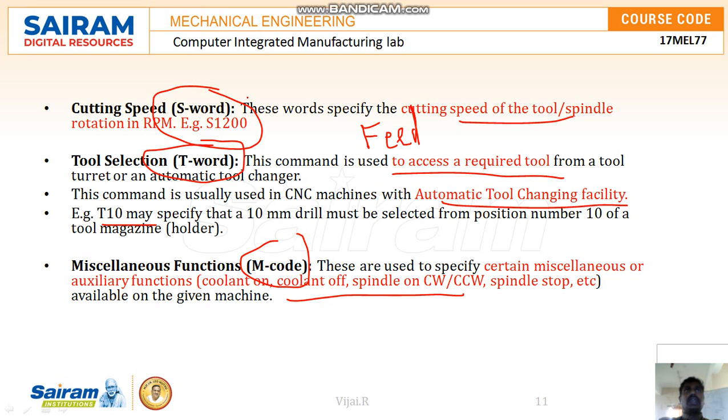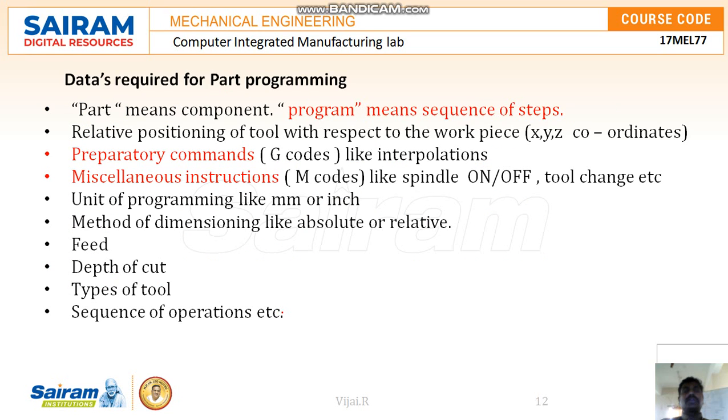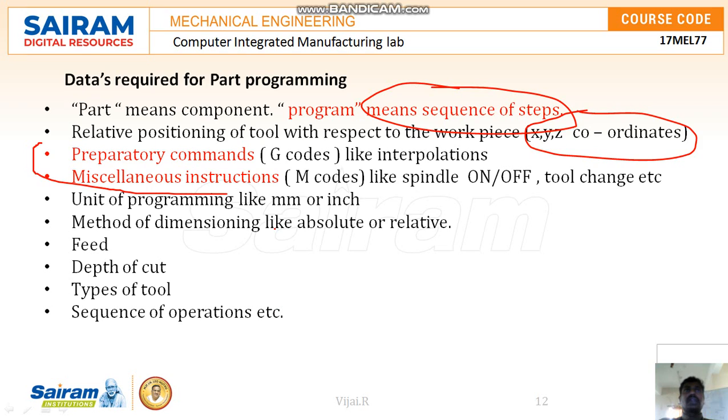While writing the programs, what are the important data required? First of all we should know the program number and the sequence of steps, and how we are going to write a program. We should know the sequence of the steps, and then the coordinate points where the tool has to move, the X, Y, Z coordinate points where it has to do the operations. And the main thing is the preparatory commands and miscellaneous commands.